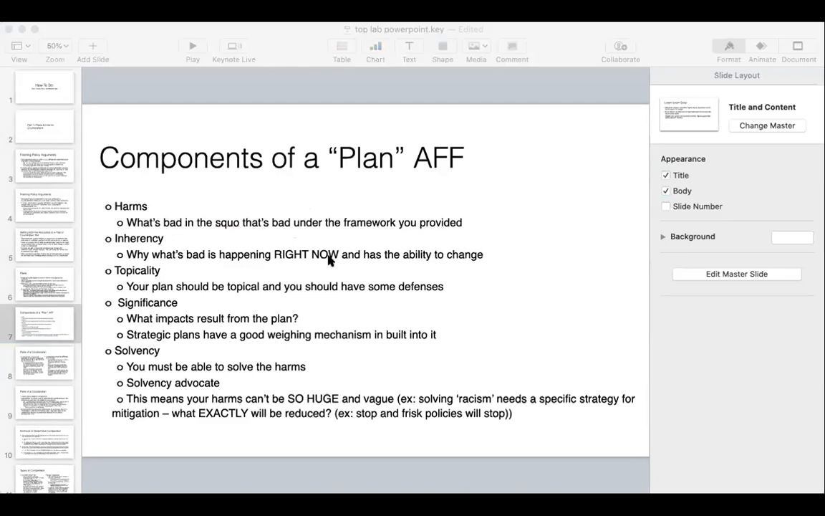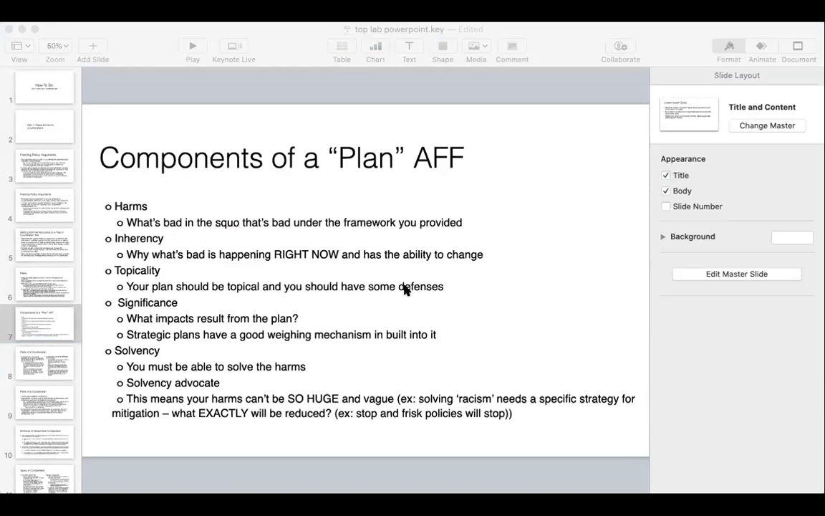So if I can't prove that my AF makes things better, I don't win the debate because I haven't done anything to fix the problems that I've identified. So that's what solvency is. It's some kind of card that says doing the plan, like doing a violent revolution, would actually resolve X issue. So you try and find some evidence that says that your plan would work.